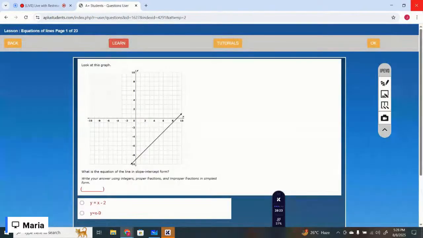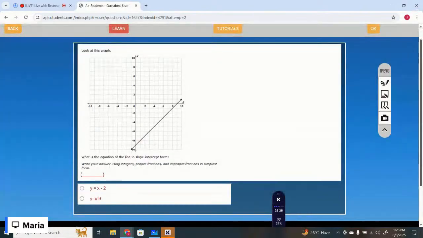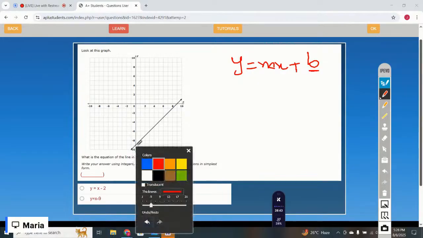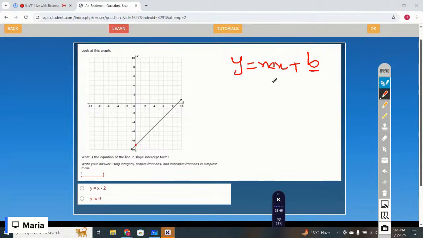Look at this graph. What is the equation of the line in slope-intercept form? So y equals mx plus b. We need two things, the slope and the b. B is the point where the graph is intersecting the y-axis. So here it is, that is, I think, negative 9, right? So b equals negative 9.